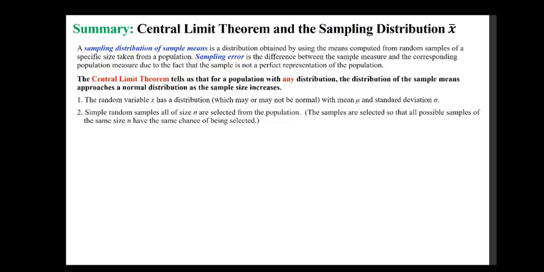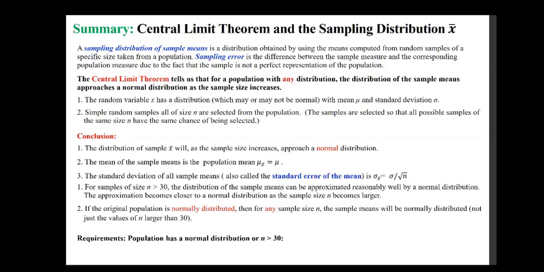1. The random variable x has a distribution which may or may not be normal with mean mu and standard deviation sigma. 2. Simple random samples of all size n are selected from the population. The samples are selected so that all possible samples of the same size n have the same chance of being selected. Conclusion. 1. The distribution of sample x bar will, as the sample size increases, approach a normal distribution. 2. The mean of the sample means is the population mean: mu of x bar is equal to mu. 3. The standard deviation of all sample means, also called the standard error of the mean, sigma of x bar, is equal to sigma over the square root of n.